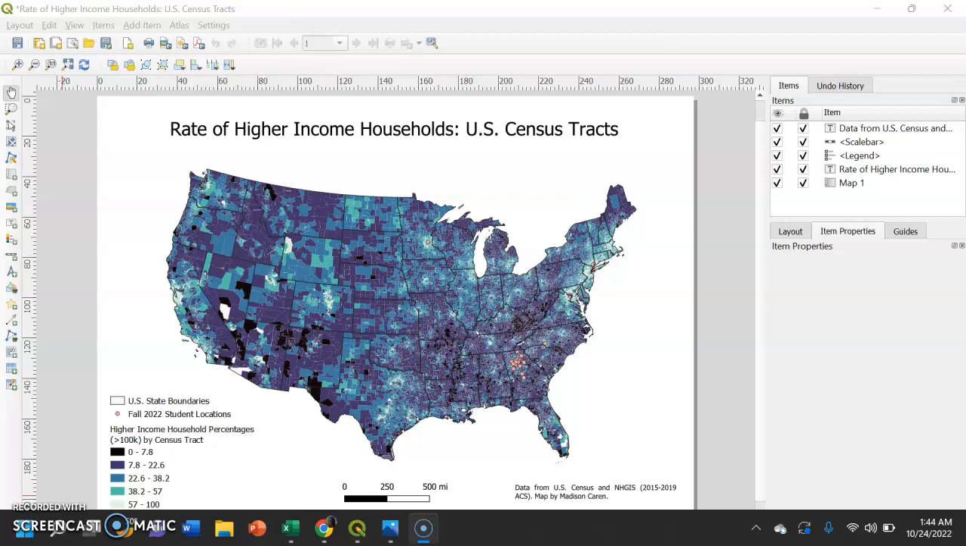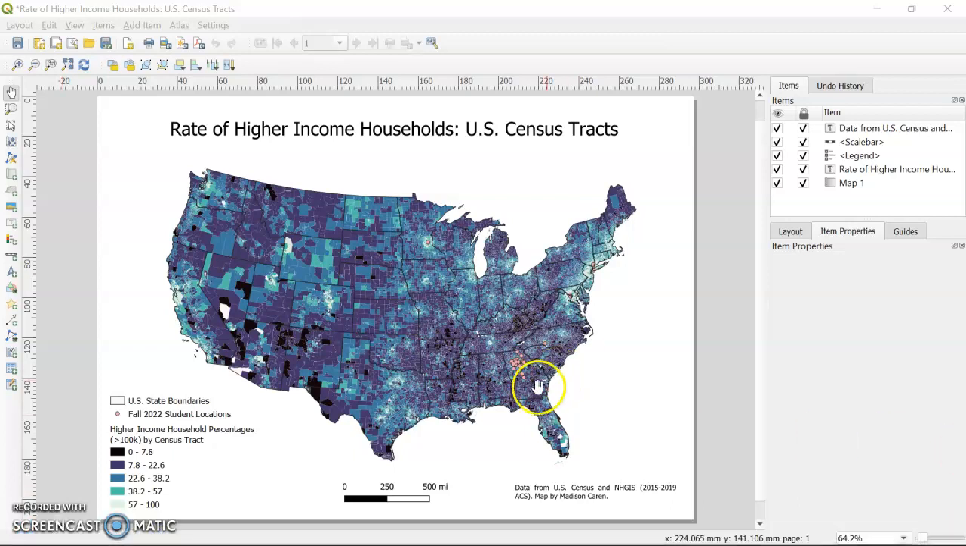One trend that I could recognize from looking at this map is that a lot of our students come from areas with the highest percentage of higher income households, and I think that is a trend that we see in college students in general, that college students tend to come from areas with a high percentage of higher income households, which kind of goes along with what we're seeing here in the map, since people that come from wealthier areas are often afforded more opportunities.